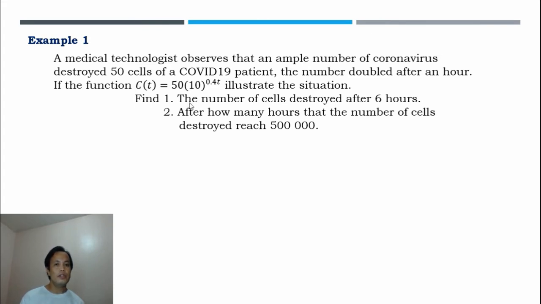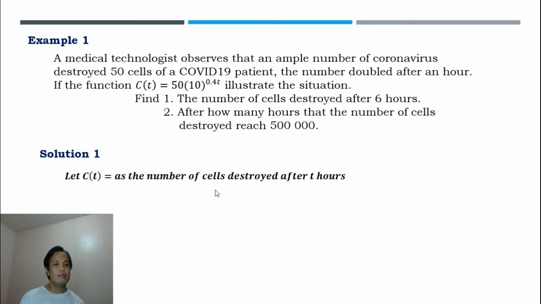So we will solve number 1 first. As you have observed in the problem, we are already given the function, which is C of t equals 50 times 10 raised to 0.4t. In this case, let C of t be the number of cells destroyed after 6 hours. We are to solve for the number of cells destroyed after 6 hours. Therefore, our t here denotes the number of hours. Using this function, we substitute our t, which is 6, into 0.4t. So instead of writing t here, we change this with 6.